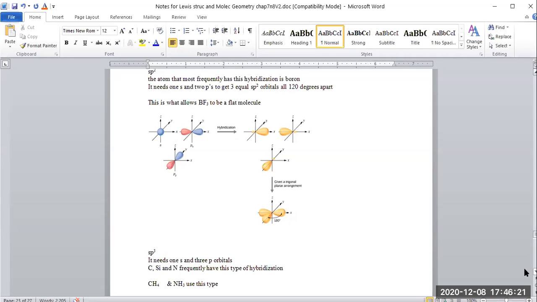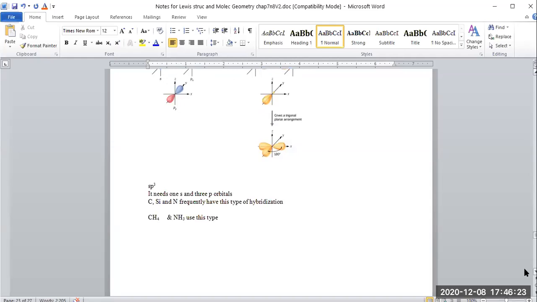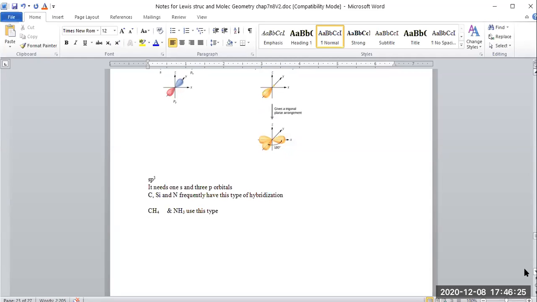Now the sp3 one, in the world of hybridization, it is the most common one. Carbon does it, silicon does it, nitrogen does it. Other atoms do it occasionally too, but those 3 in particular are kind of stereotypical for having the sp3 hybridization.